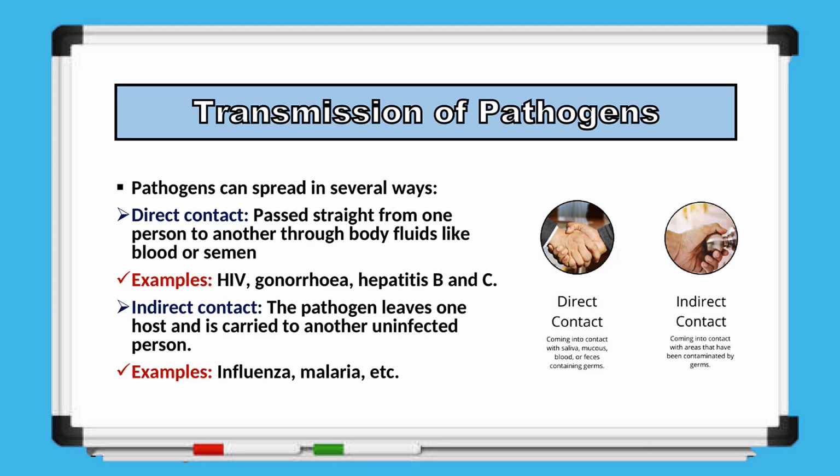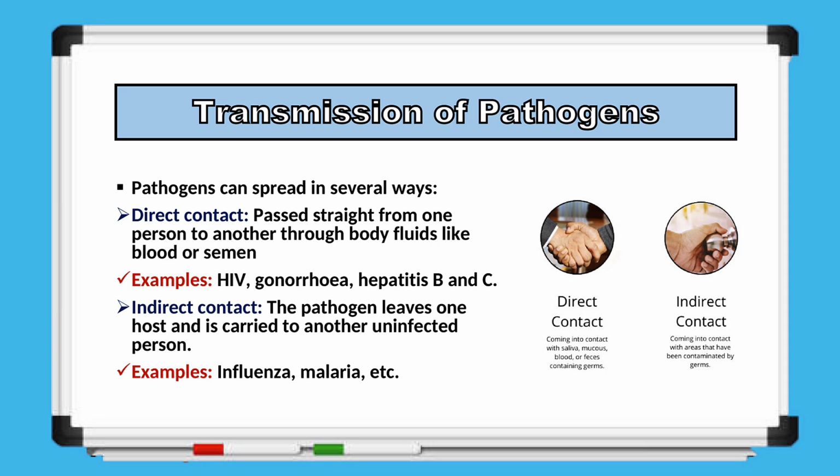Pathogens can spread in several ways, and the first method is direct contact. This happens when a pathogen is passed straight from one person to another through body fluids such as blood or semen. Diseases like HIV, gonorrhea, and hepatitis B and C are transmitted in this way. Direct contact can also occur when a person comes into contact with saliva, mucus, blood, or feces that contain harmful microorganisms.